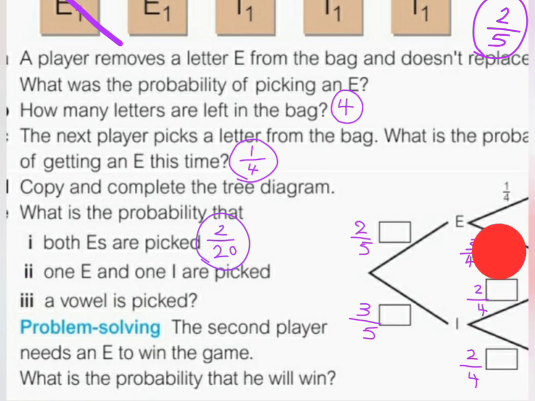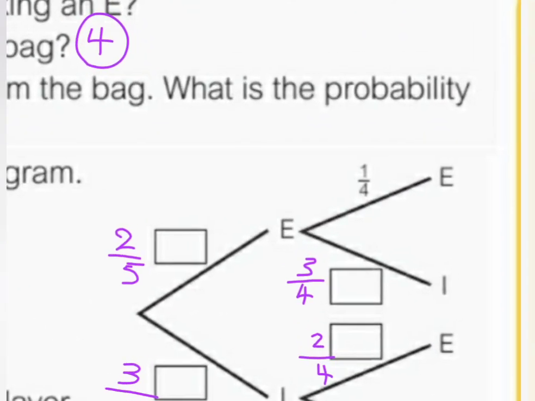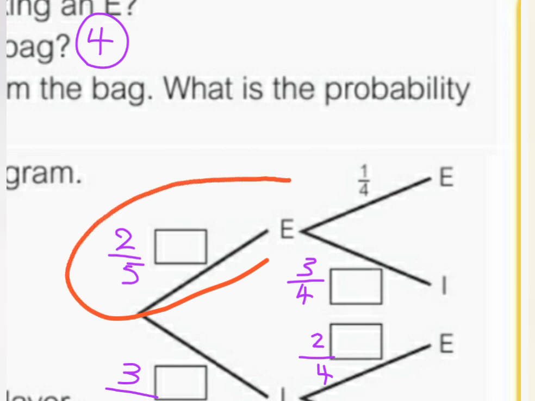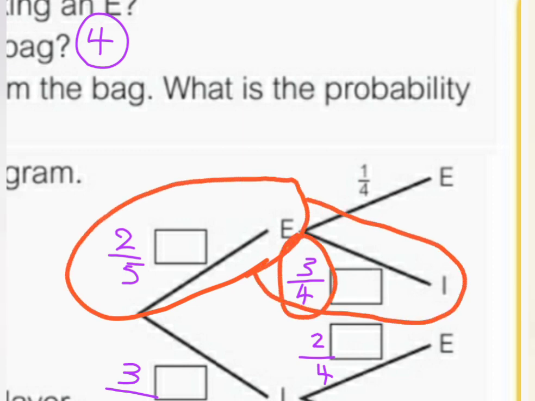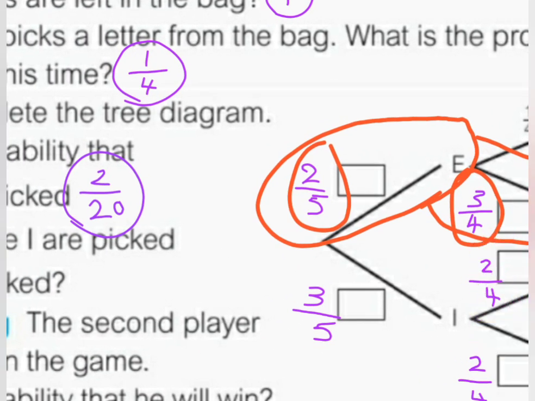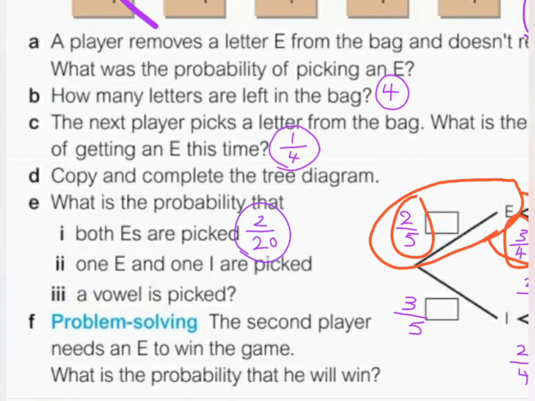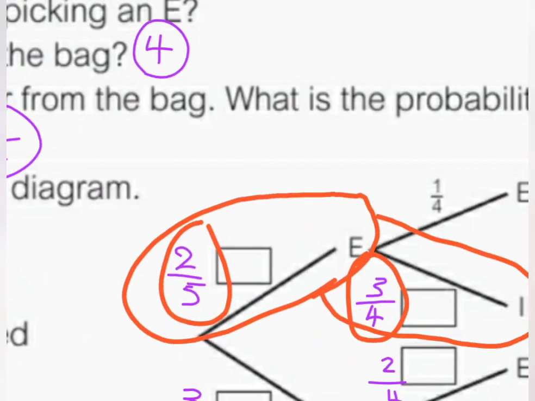So basically, 1 E, 1 I, so we follow E, I. First E is this one, and then the I is this one. So we take the probabilities, multiply them together, and put it here. So 2 on 5 times 3 on 4 is going to be 6 on 20. So for this one, we have 6 on 20. Let's write it here.